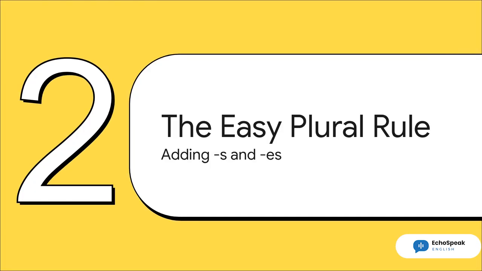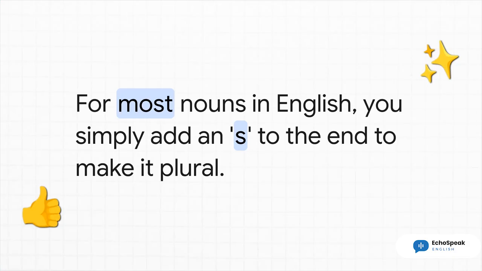All right, now for the fun part. Let's get into the most common rule for making plurals. Seriously, think of this as your number one tool. Once you've got this down, you can change hundreds and hundreds of English words correctly. You're going to love this because for most English nouns, it really is this simple. You just add one little letter, S, to the end of the word.